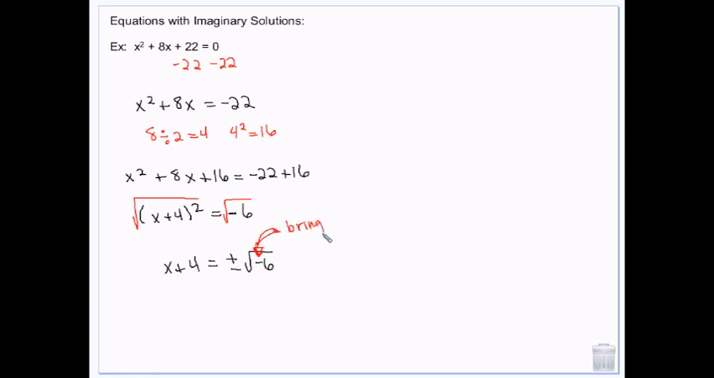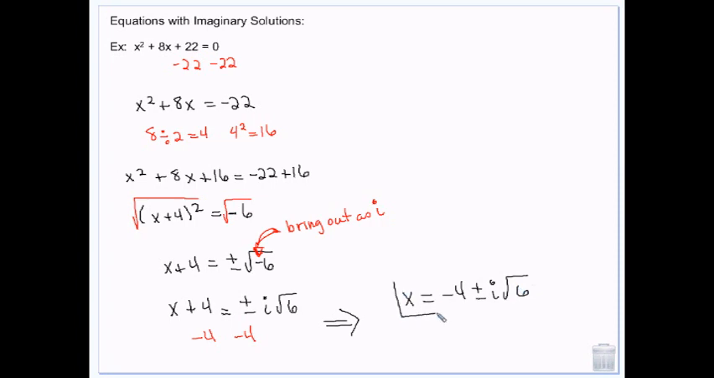So I have to bring it out. So x equals 4, no, sorry. X plus 4 equals plus or minus i times the square root of 6. And if I subtract 4 from both sides, I get x equals negative 4 plus or minus i root 6.